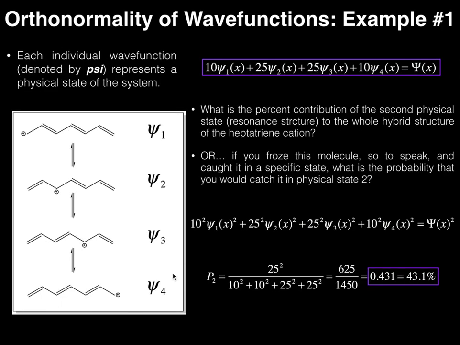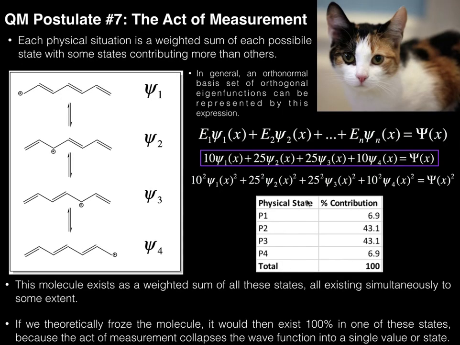Now, based on the calculation in the previous video, I actually made a table right here that shows the percent contribution of each of those physical states, Xi 1 through 4, which is 6.9, 43.1, 43.1, 6.9%, yielding a total of 100%, obviously, because they all have to add up to 100. Okay? And again, this was our general expression for a linear combination of eigenfunctions making a basis set. So E1 Xi1 plus E2 Xi2, and so on, to En Xi n yield the total wave function. In this example, if I use the numbers from the previous video, we have 10 times Xi1 plus 25 times Xi2 plus 25 times Xi3 plus 10 times Xi4 as our total resonance hybrid. And then I did this and calculated the probabilities.